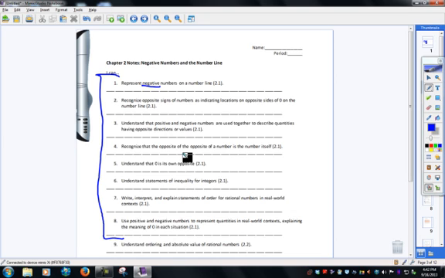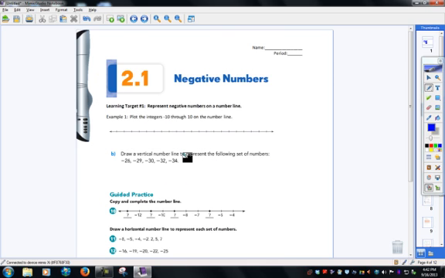Recognize that the opposite of a number is the number itself. So again, that probably sounds really confusing, but when you learn what an opposite is, you're going to get it. Understand that 0 is its own opposite. Understand statements of inequalities for integers. Okay? Write, interpret, and explain statements of order for rational numbers in real-world context. And finally, use positive and negative numbers to represent quantities in real-world context. Explain the meaning of 0 in each situation. So with that said, let's just get started here pretty quickly.